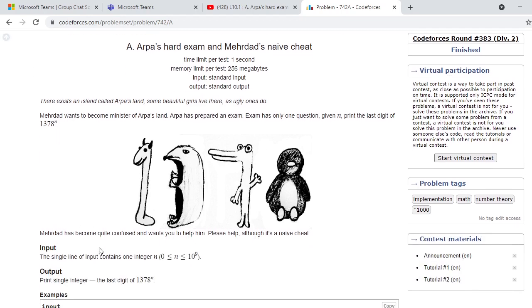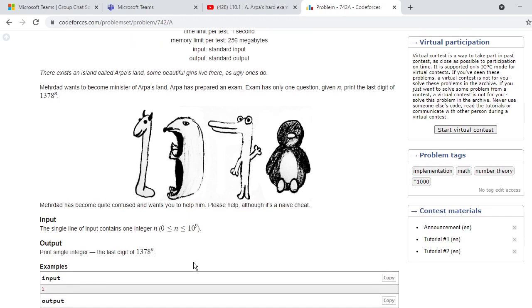But see the restrictions here. n is up to 10 to the power of 9, which means it can go to a very large number. For that, we have to control the overflowing, since int can store only up to about 10 to the power of 9. So we will use some techniques so that instead of 1378 to the power n, we can do some smaller number to the power n, and what number should it be?